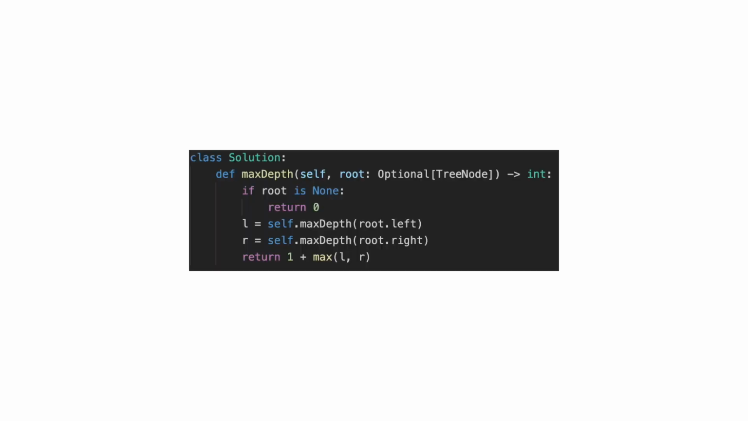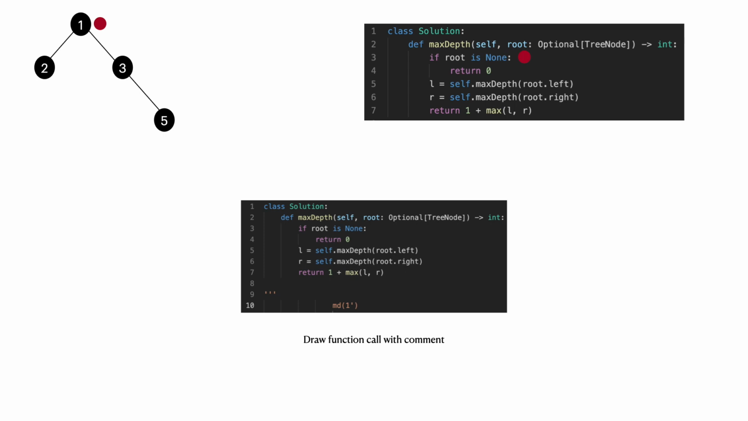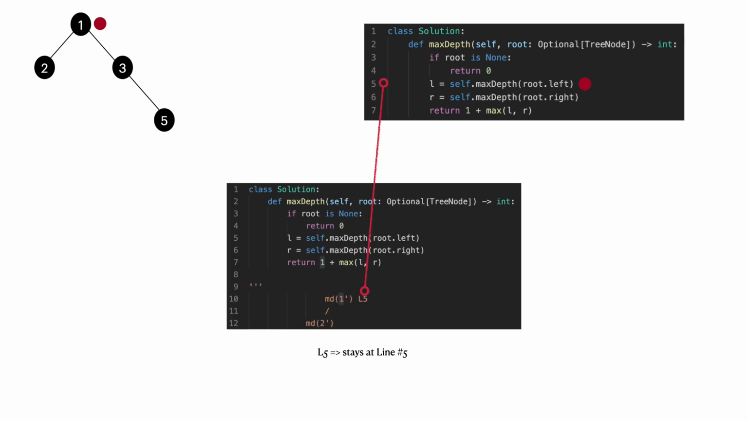This is the hypothesis. Based on it, I drew the function calls like this. Let's start with the root node. Because root is not null, it will skip the if statement. At line number 5, the max depth method calls the same method itself. So it stays at line number 5. I drew it this way. L5 represents staying at line number 5.